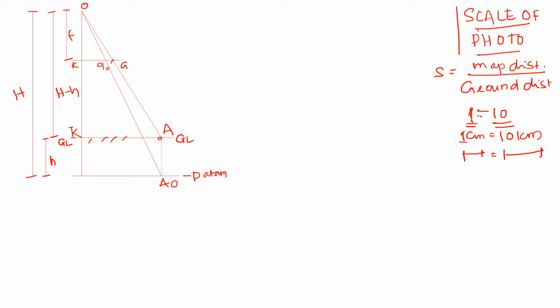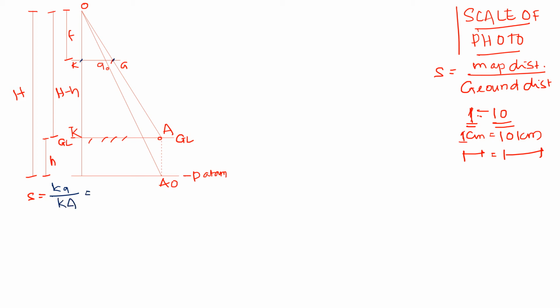Now let us see what the scale of the photograph is. As already written, it is map distance by the ground distance. In this case, my S is equal to the map distance by the ground distance. I'll change the color so that you understand in a better way. This distance a to k, I'll name this as the map distance, so I'll name this as ka, divided by the ground distance, nothing but capital KA.